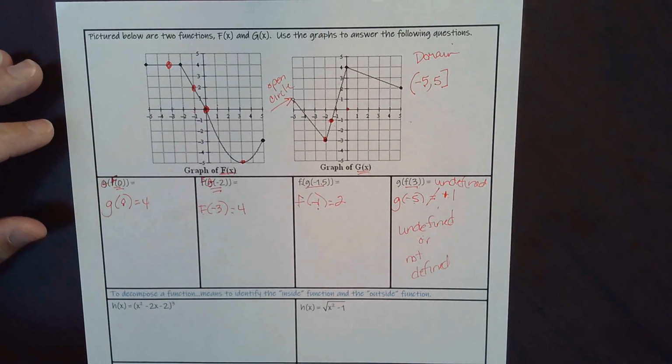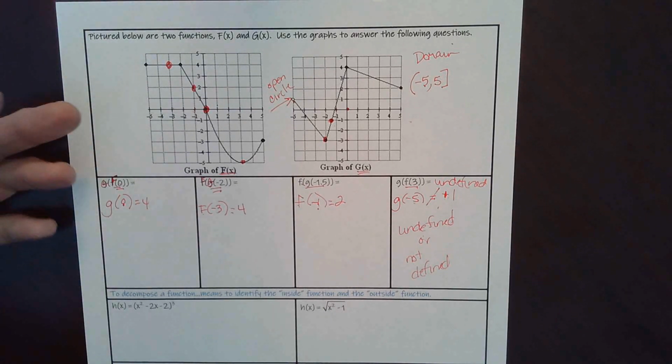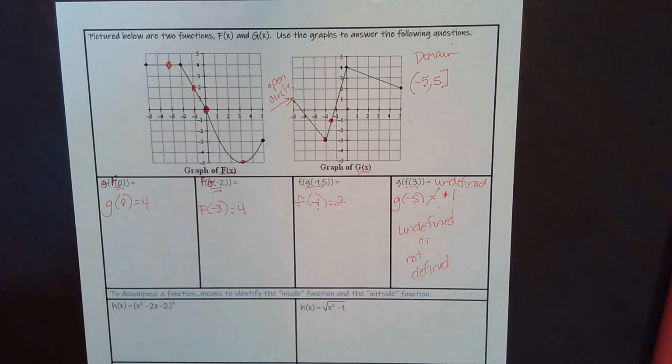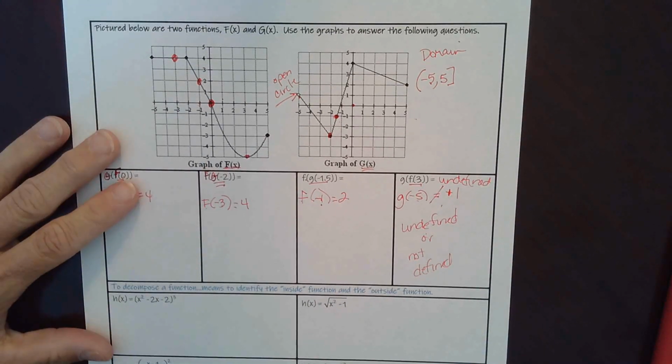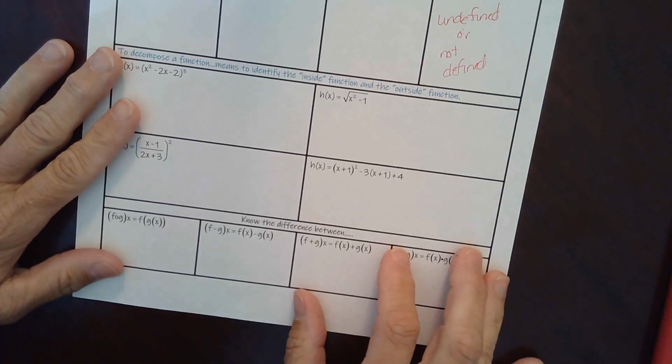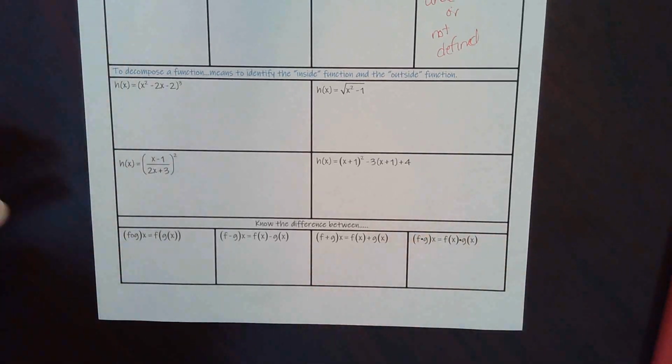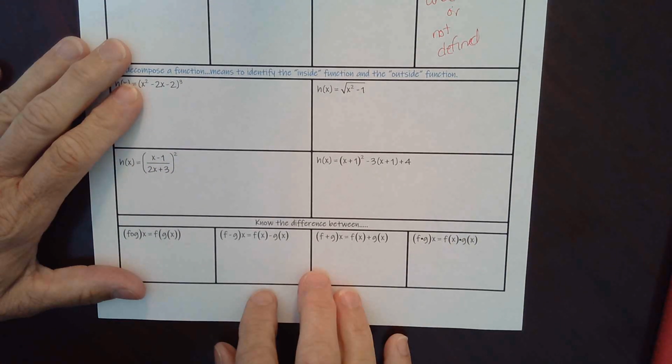Okay? All right, so we've looked at composite functions and evaluated composite functions from a tables perspective, also from a graphs perspective, and from an equations perspective. Now what I want us to do is take a composite function and decompose it. In other words, I want us to find the inside function and the outside function.